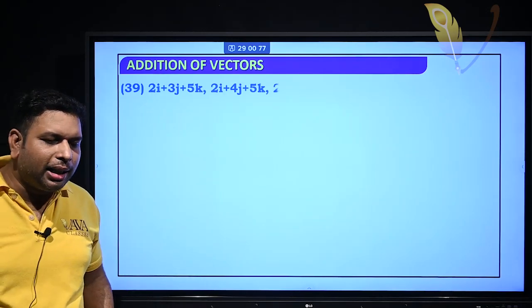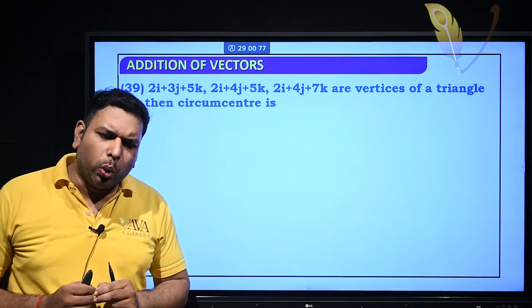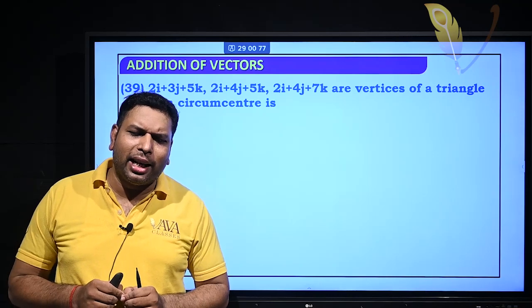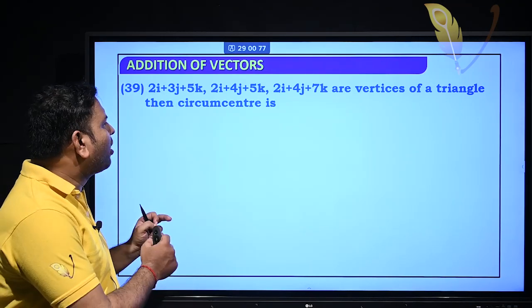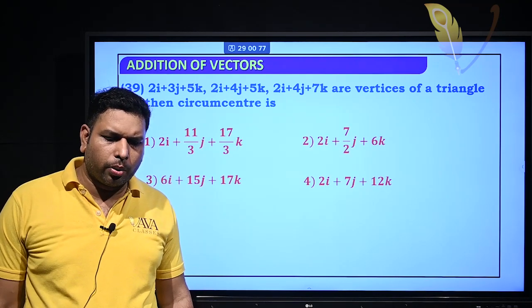Now question number 39. 2i plus 3j plus 5k, 2i plus 4j plus 5k, 2i plus 4j plus 7k are the vertices of a triangle. Then the circumcenter is. These are the options, students.